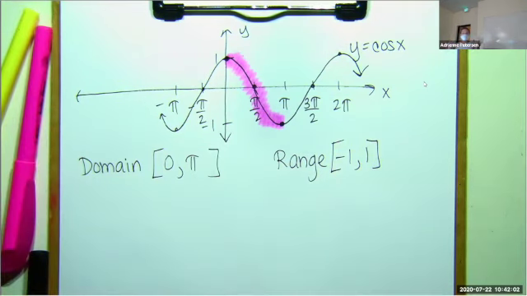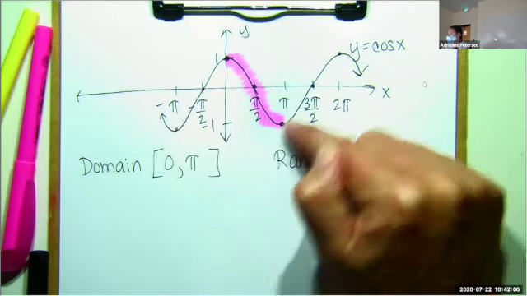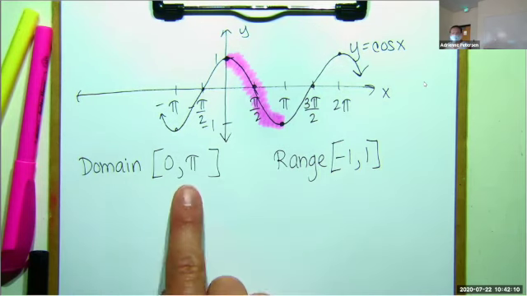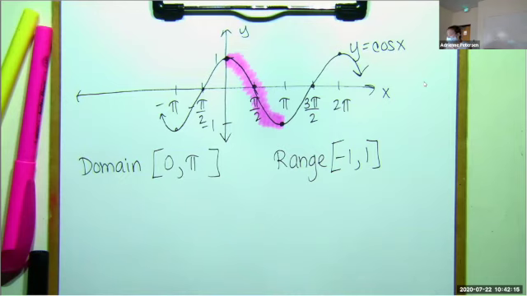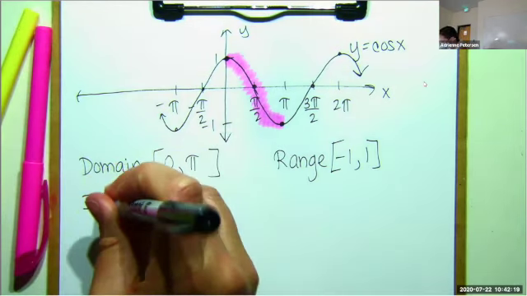Now again, this is not the only way of doing it. We could pick from negative pi to 0, we could pick from pi to 2 pi, we could pick from 2 pi to 3 pi, but our mathematical convention is we use 0 to pi because we like positive numbers and we like values at 0. Okay, so let's define our inverse cosine function now.